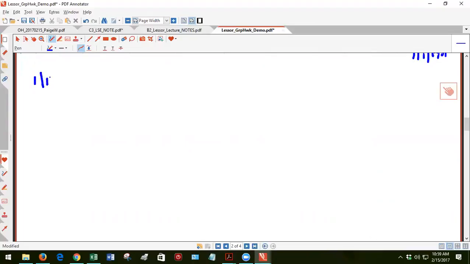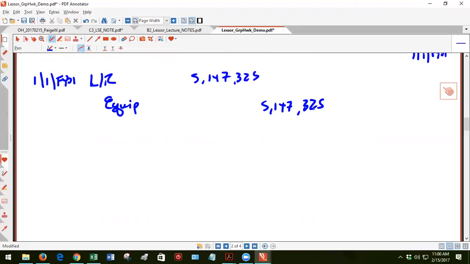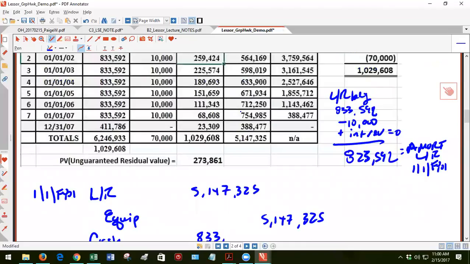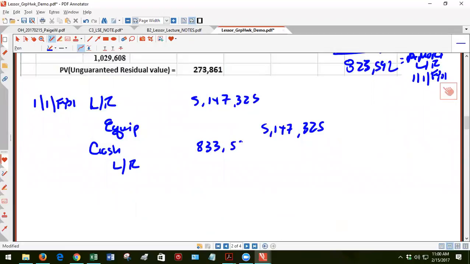On 1/1/FY01, you're going to capitalize lease receivable and write off equipment, 5,147,325. Going a little fast, but you know what? This is a video, so you can rewind. And you take the first payment of 833,592. And as the schedule says, the lease receivable is reduced by 823.